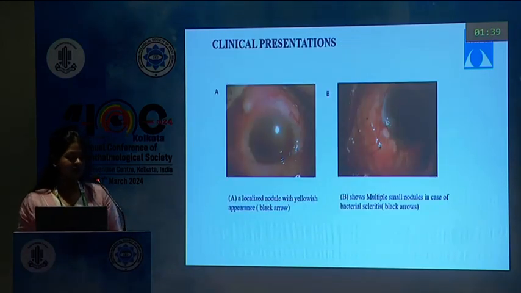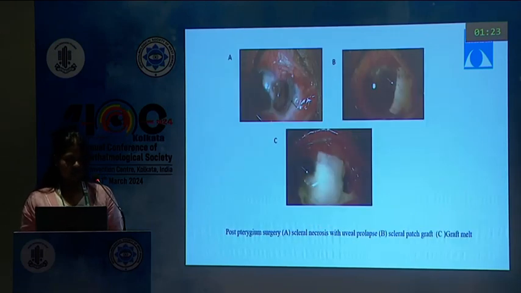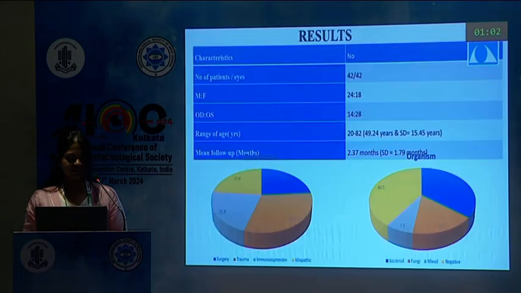Clinically, here we can see picture A shows localized nodules with yellowish appearance, and picture B shows multiple small nodules in cases of bacterial scleritis. A and B are cases of bacterial scleritis where we can see multiple nodules with corneal infiltrates. This is a case showing scleral necrosis with uveal prolapse after pterygium surgery. One month after pterygium surgery, an immediate scleral patch graft was done. Due to inadequate vascularization, the patient developed scleral patch graft melt, and ultimately the eye had to be eviscerated.